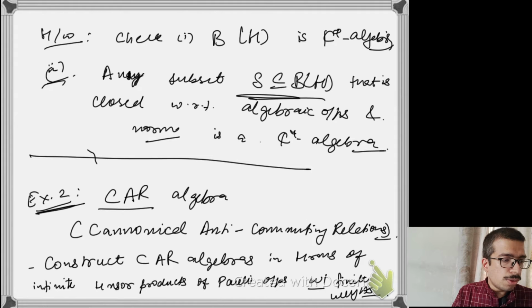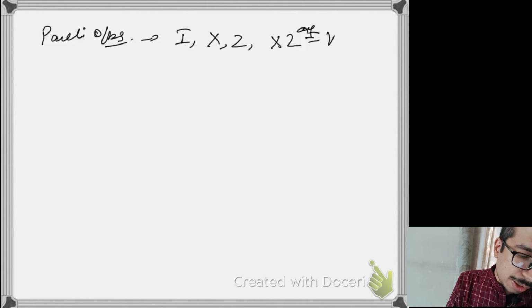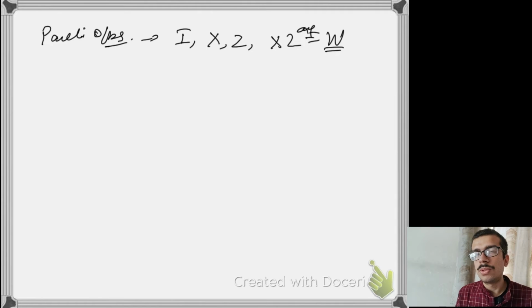So, what are the Pauli operators we have? The single qubit Pauli operators which we will choose will be identity, X, Z and XZ, right. XZ is something I will define as W. So, I will call XZ as W. I am not taking Y, but I am taking XZ, and it only differs via a phase of iota, right, because Y is iota XZ. Now, what are Pauli strings with finite weight?